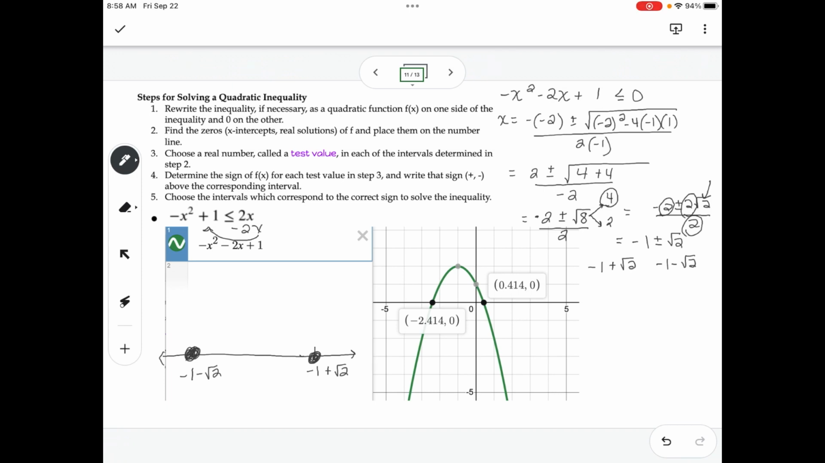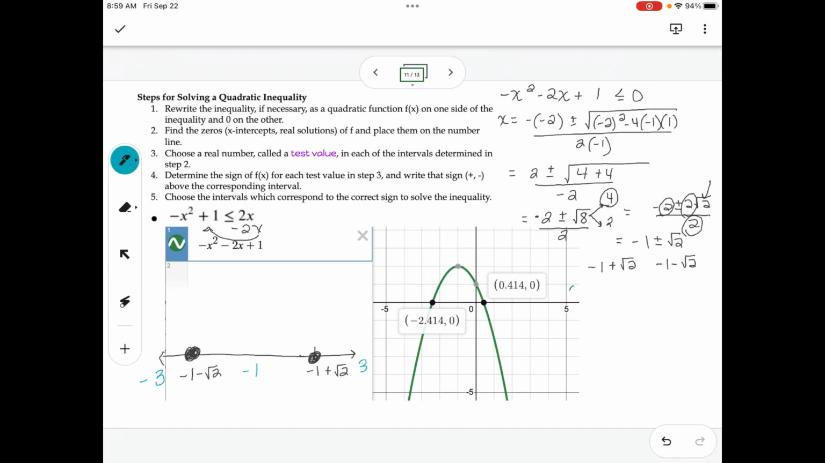So I might choose something like -3, that's a nice whole number. In between these two might be -1. Since I'm subtracting and adding to -1, -1 has to be in the middle, and then 0 has to be, oh, nope, not quite. That's not quite enough. Let's do +3. That way we know for sure we're on the right-hand side. And then we'll test those values.